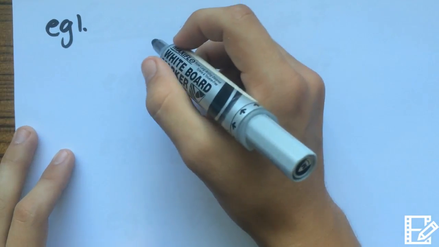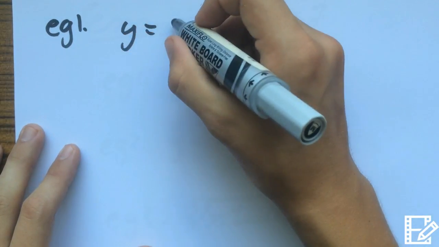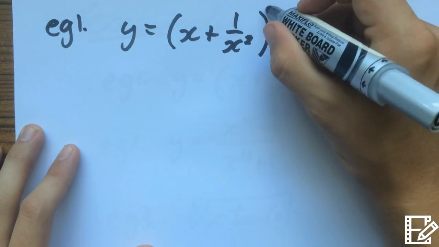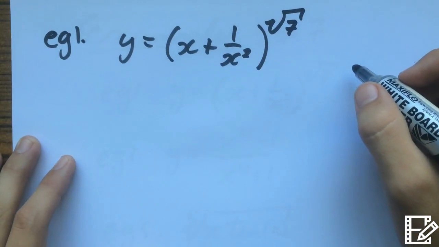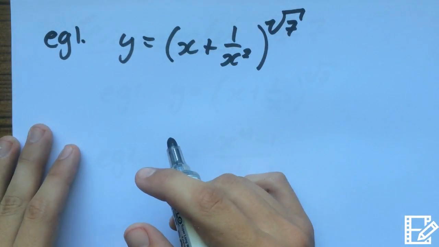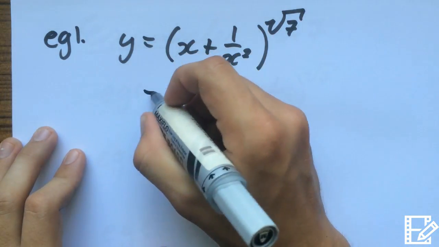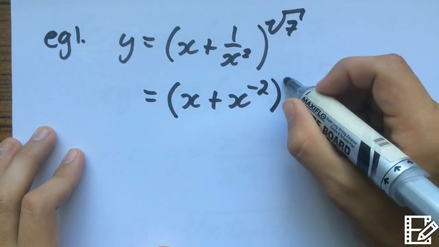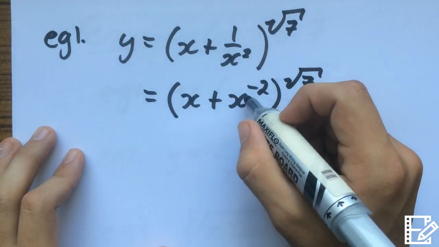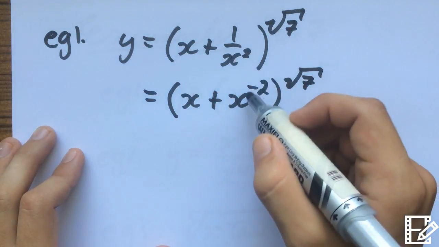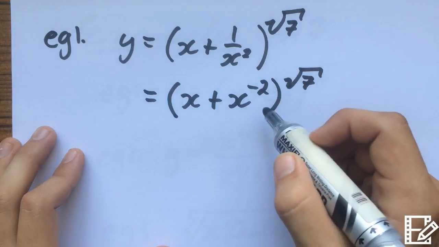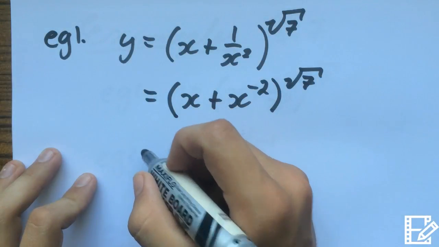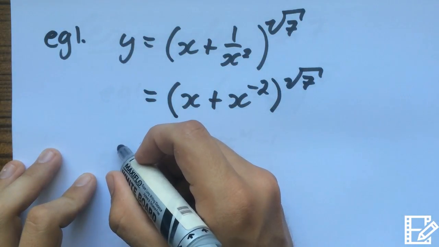Example 1. We have y equals (x plus 1 over x squared) to the power of square root of 7. Now this is just going to take the chain rule to solve, no biggie, but I'm going to rewrite this as (x plus x to the power of negative 2) to the power of square root of 7. I only did this because 1 over x squared is the same as x to the power of negative 2. I just want to keep it on the same level and not deal with fractions if I don't have to. Now we can start working out the derivative.